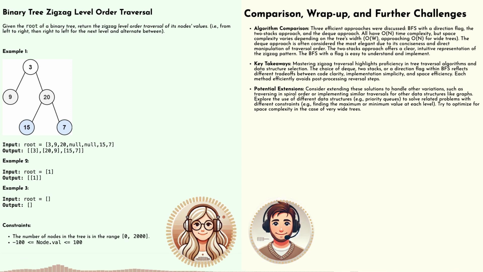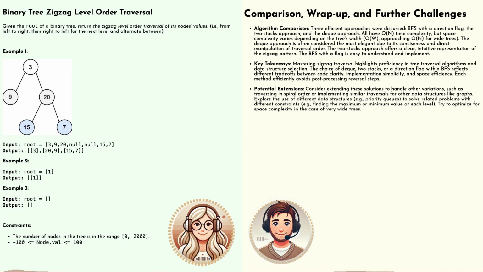Ooh, that's a great question. And a common variation on this problem, it adds a whole new level of complexity. I was thinking the same thing. A spiral pattern seems way more intricate than just alternating left and right. It definitely is. But the core concepts we've discussed today are still relevant.